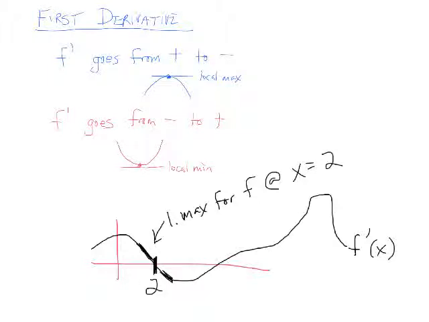And then similarly, we cross again here, and we're going from negative to positive, so that's going to tell us there is a local min for our function f at x equals, maybe this is 5. Okay, that's the first derivative test. Let's take a look at the second derivative test.